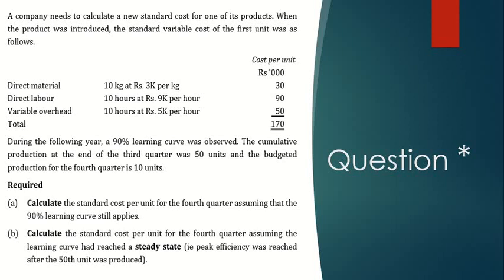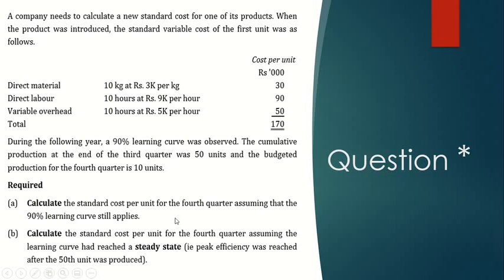So here what we can do, we can use this particular formula y equals ax to the power b. So b, how to find? Learning rate is 90%, so b is log 0.9 divided by log 2. So we can find the b. What will be the a? A will be the time requirement for the first unit. It will be 10 hours. So a will be 10.